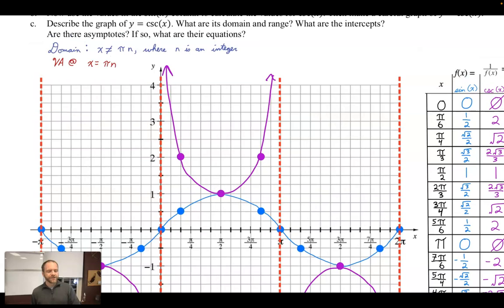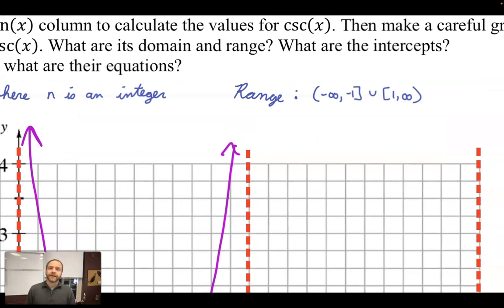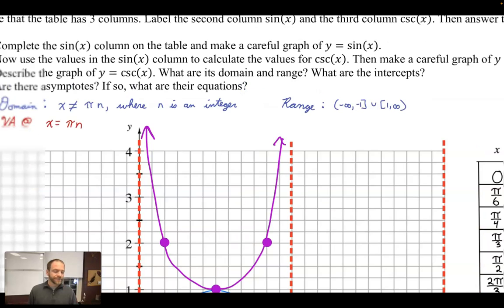So our range is going to be from negative infinity to negative 1. It does include negative 1, so it's going to be a bracket. And then a gap, and it's going to go from 1 to infinity. So for range, you have to realize it's not going to contain the range of our sine graph because it's flipped.